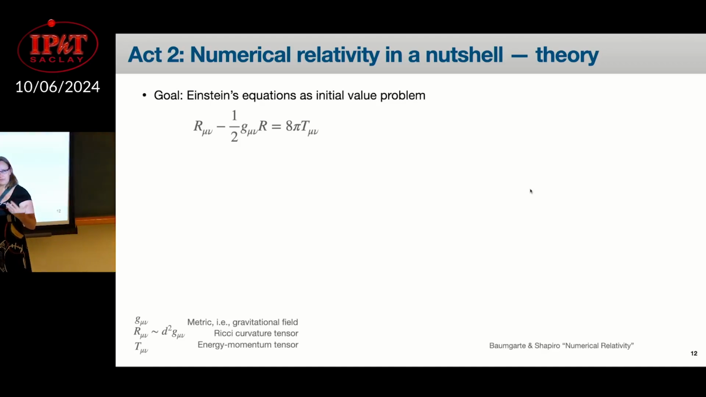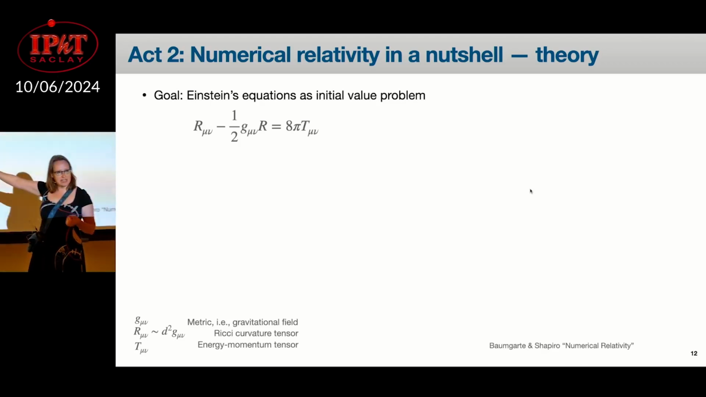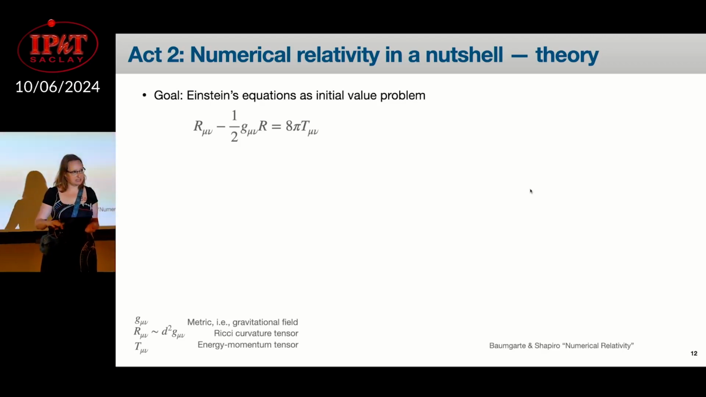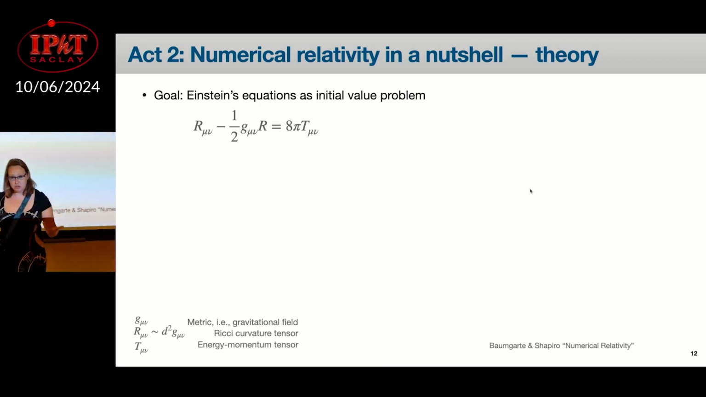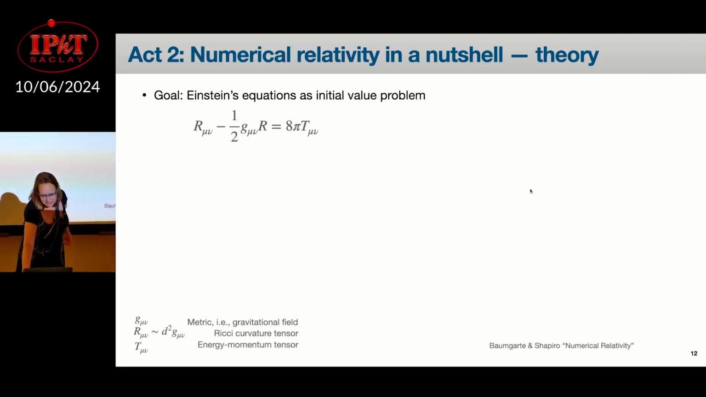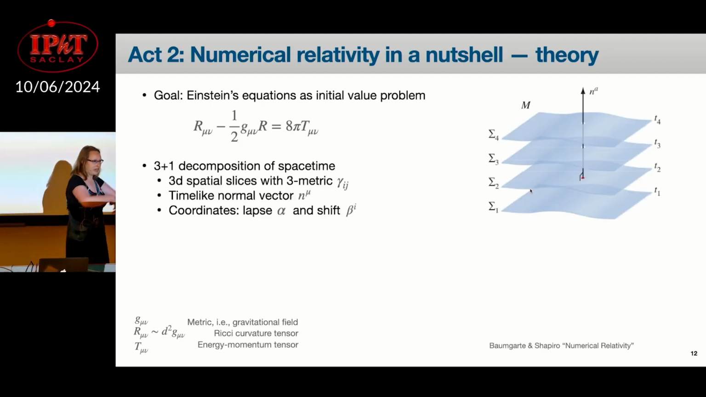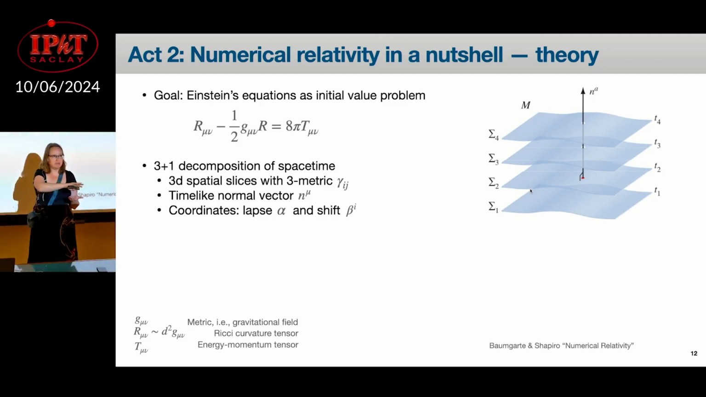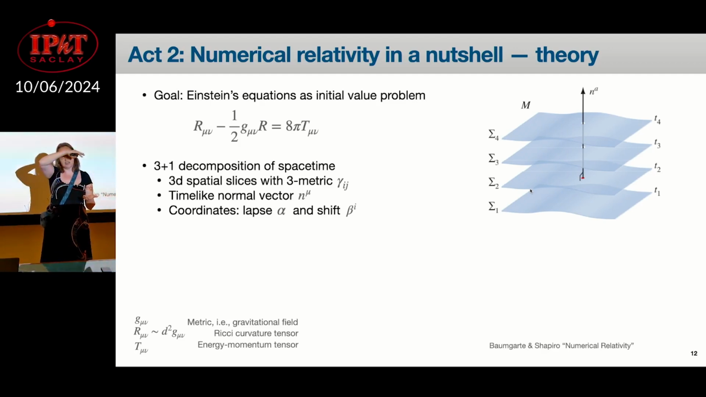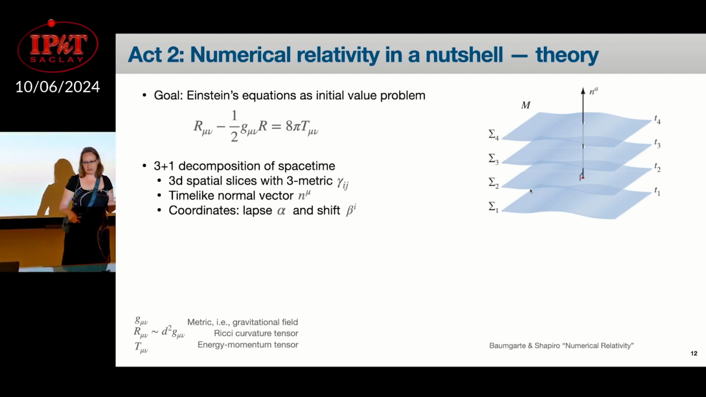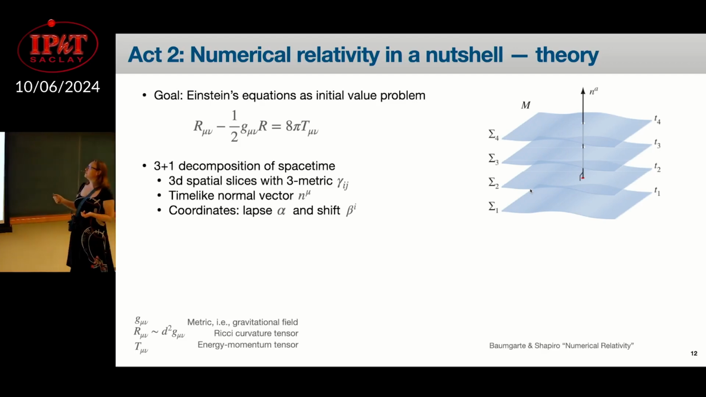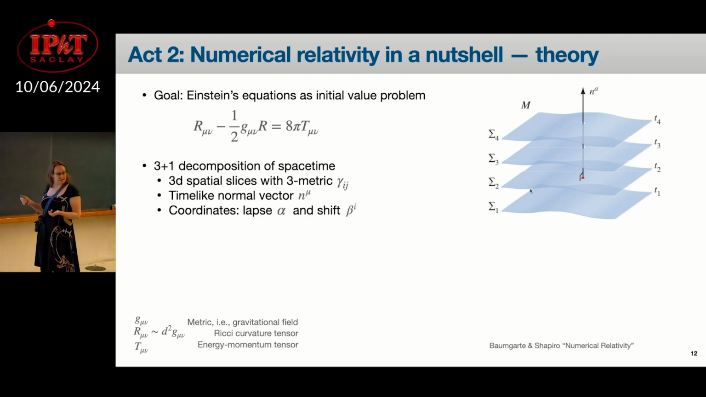And the first thing that we want to do is actually break this nice covariant form that we have here and make the time dependence explicit. And the first step is to do this for our space-time, where we take our, say, 4-dimensional manifold and split this up into 3-dimensional spatial slices that are labeled by a time parameter. We introduce a metric on each of these slices and have a normal vector onto these slices.